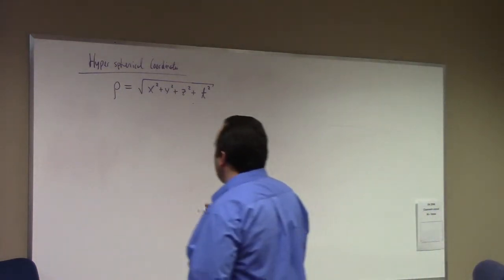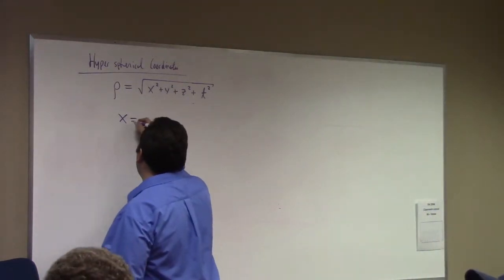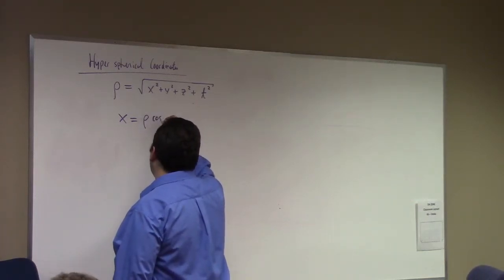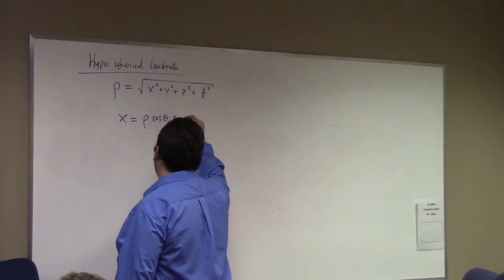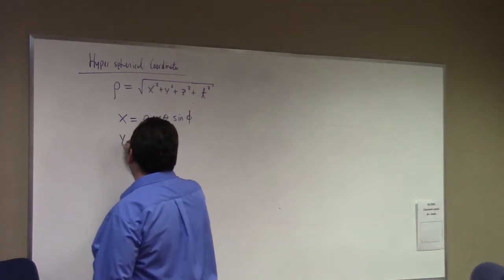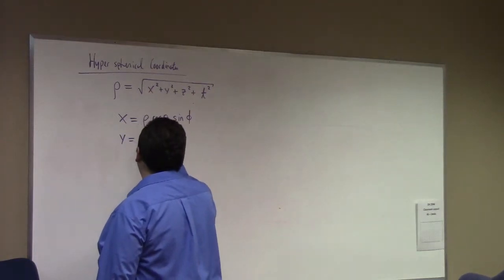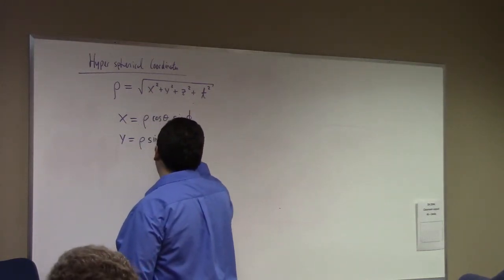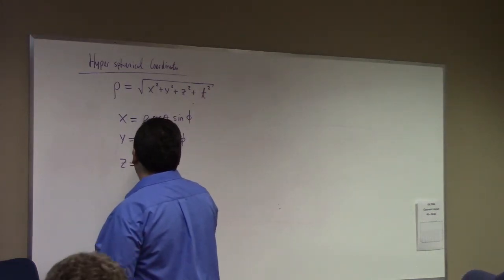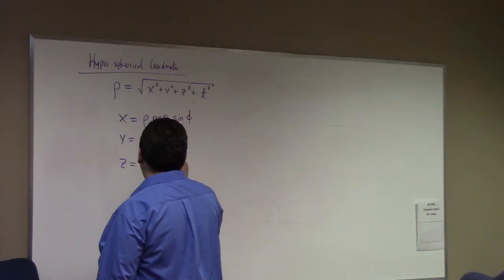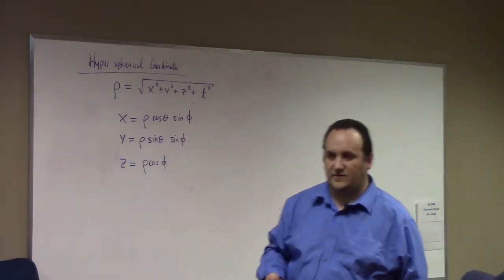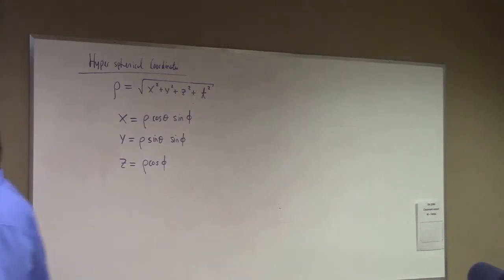And then what you do is you put x is equal to rho cosine theta sine phi. y is equal to rho sine theta sine phi. z is equal to rho cosine phi. You're like, well, that's just spherical coordinates. That is true. Up to this point, I've just written for you spherical coordinates.